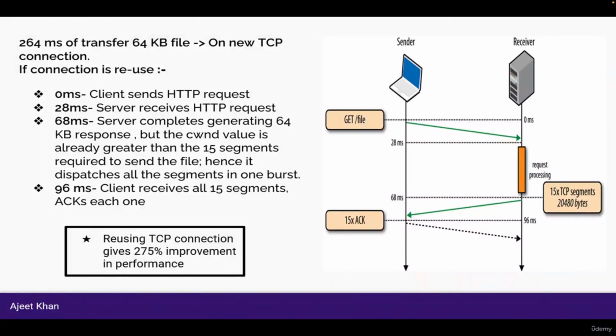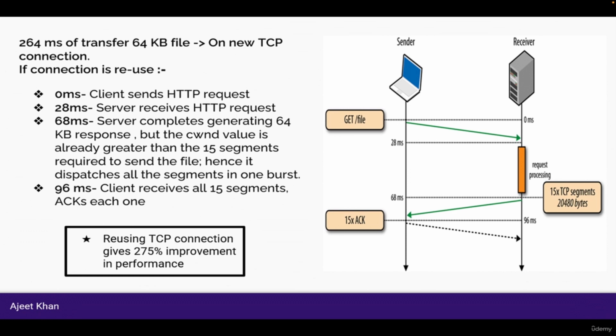In the previous example we have seen it took 264 milliseconds to transfer a 64 kb file, and it was a new TCP connection. Suppose we are using this connection again, so the TCP handshake and first transfer of the file has already happened, and now we are trying to fetch another file over the same connection. In that case, we will have some improvement over the connection and we will be able to utilize the full network bandwidth from the beginning of the second request.